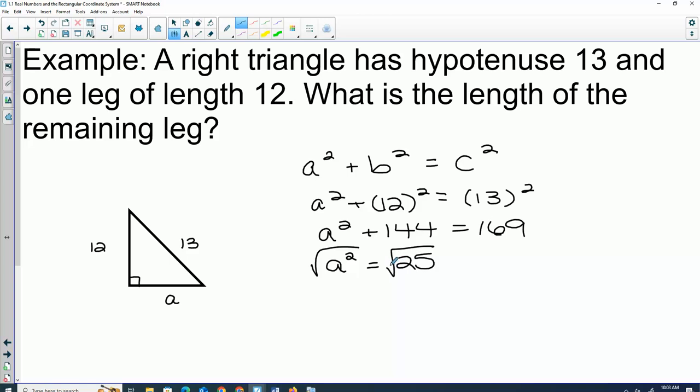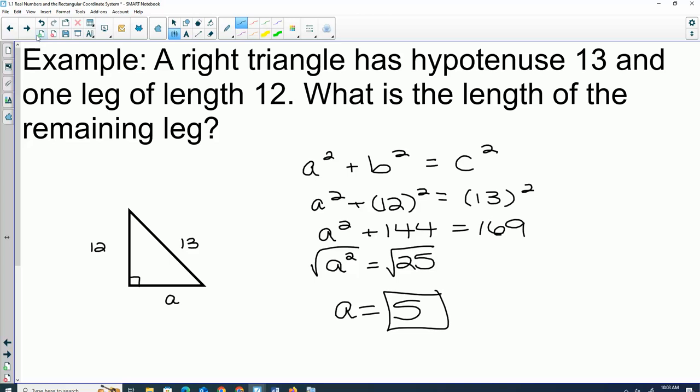Normally when you take a square root, we do plus and minus. Do I need that here? Why not? Because I asked, so probably not. Could you have a triangle with a length of negative 5? No. Since it's a length, it would be positive. So our missing side is 5. All right.